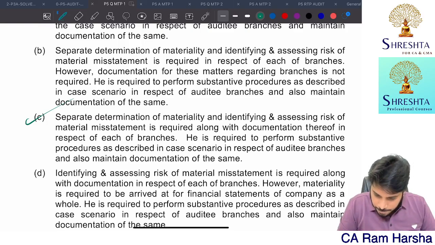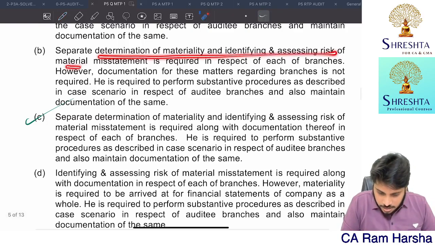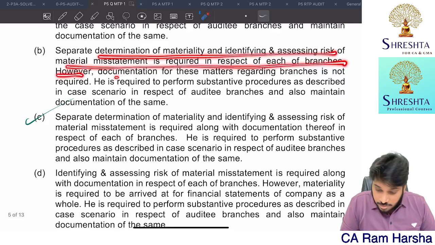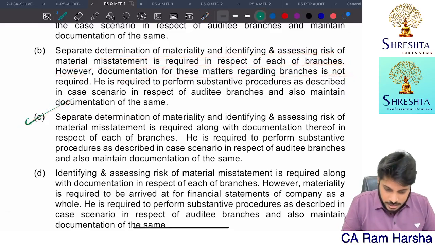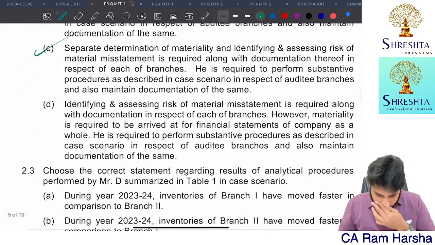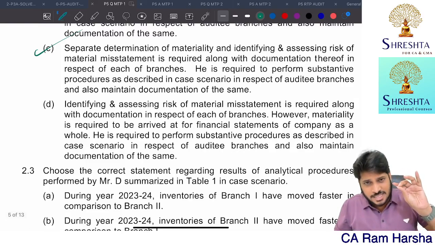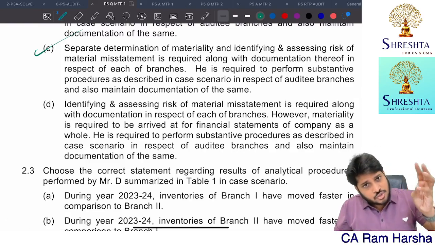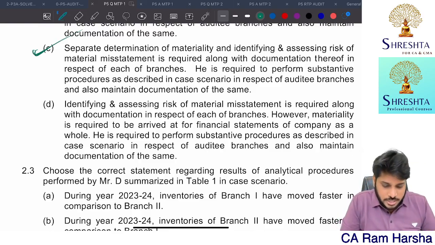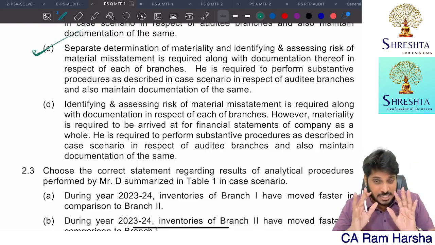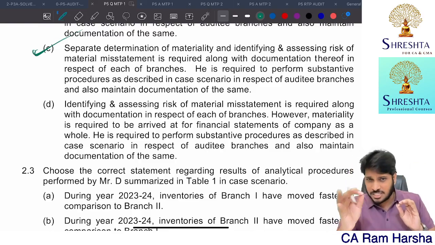Which one? Determination of materiality is required in respect of each of the branches. However, documentation is wrong. Okay. C only is correct, where materiality, risk assessment are documented. Substantive procedures also should be documented. That is what option C has best conveyed as the actual answer.